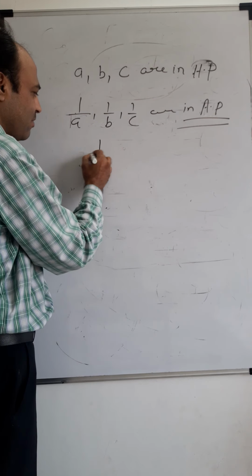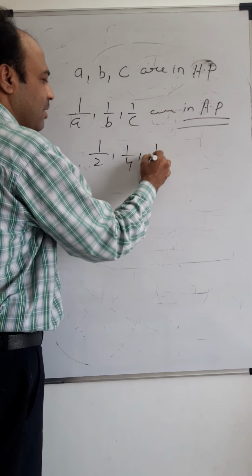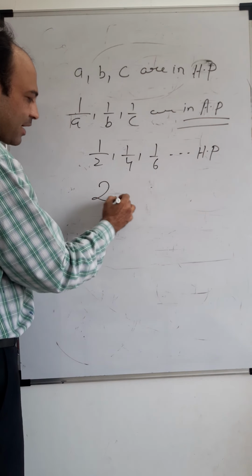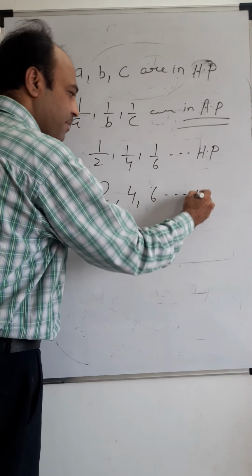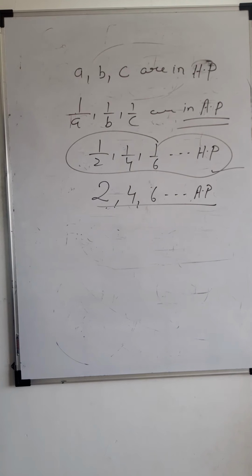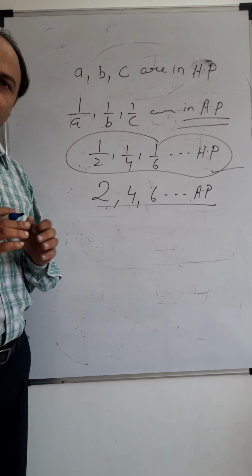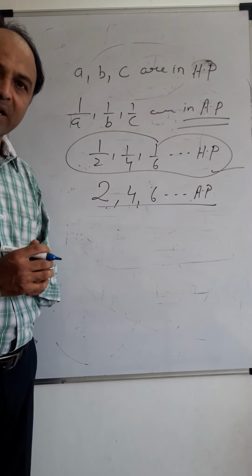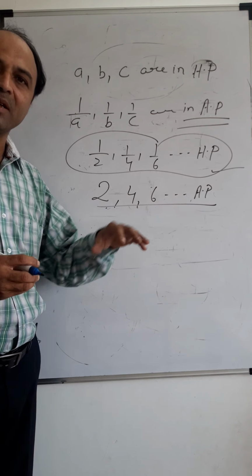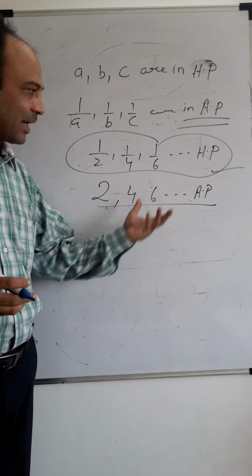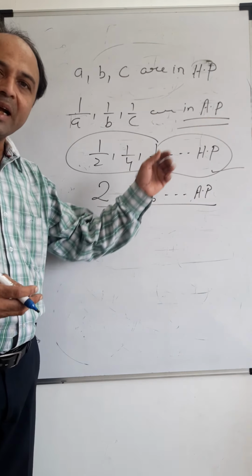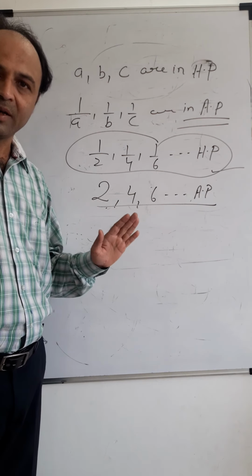Okay. Let's say 1 by 2, 1 by 4, 1 by 6 are in HP. So we will check their reciprocals. 2, 4, 6 are in AP. Correct. That means this is in HP. Fine. So whenever we have HP, harmonic progression, we immediately convert to AP, and then we get the sum of n terms. Whatever Tn, Sn you can calculate. So we do not have to learn Tn of HP, Sn of HP. No need to learn. Correct.